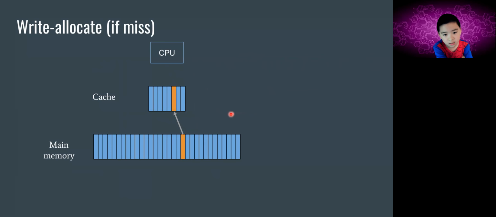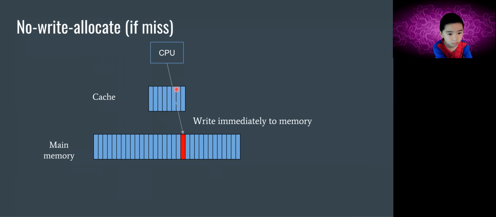What if this data is not in cache? That is a write miss. In this case, the data from the main memory will be loaded to cache first. This strategy is called write allocate. Once the data is in cache, the CPU writes to it. Another strategy in a write miss is to simply write to the main memory immediately. This happens if we know we don't need to reuse that data for a while. The strategy is called no write allocate.